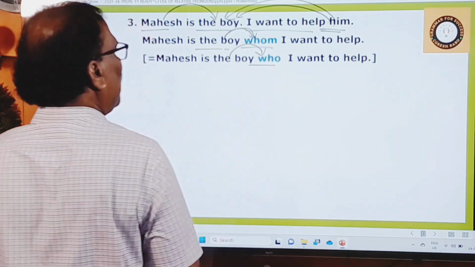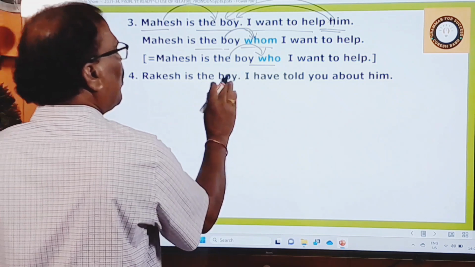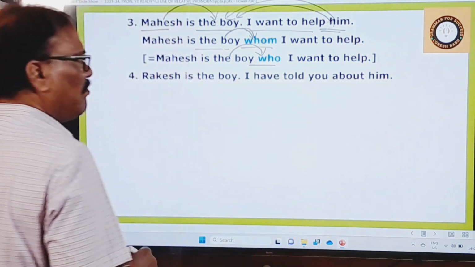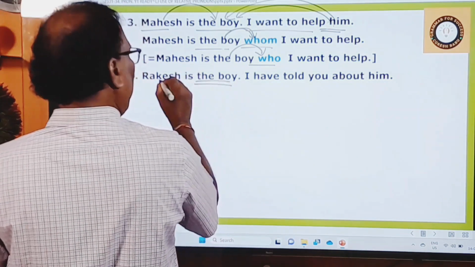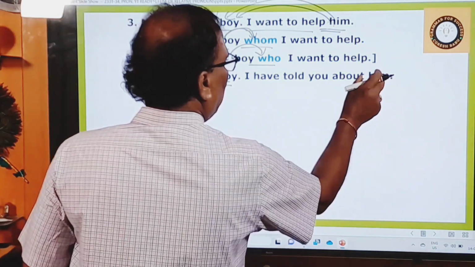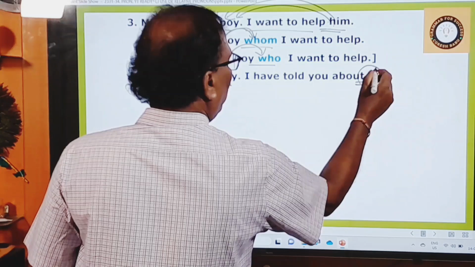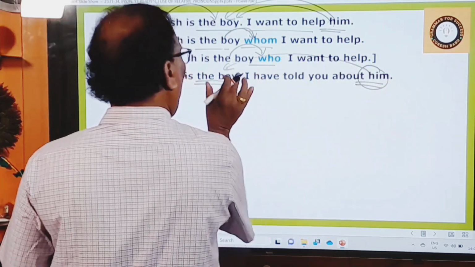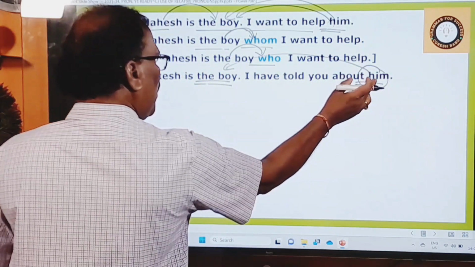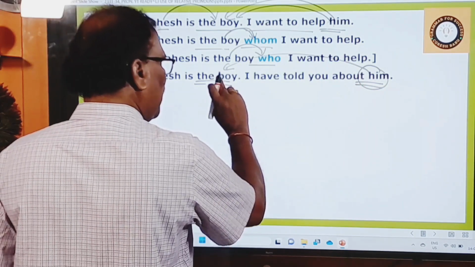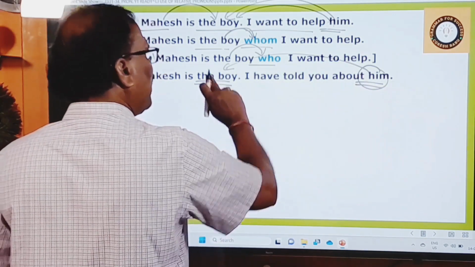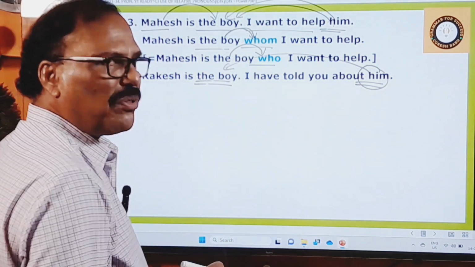Now, Rakesh is the boy. I have told you about him. So here we are talking about the boy Rakesh, and in the second sentence, we are using him. This him is directly referring to this boy. Therefore, instead of him, we have to use whom, and immediately beside that boy, we have to use whom.